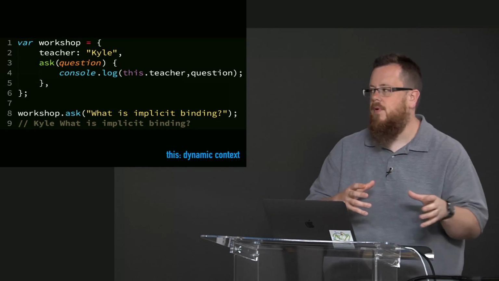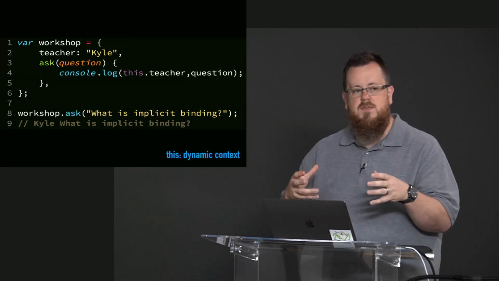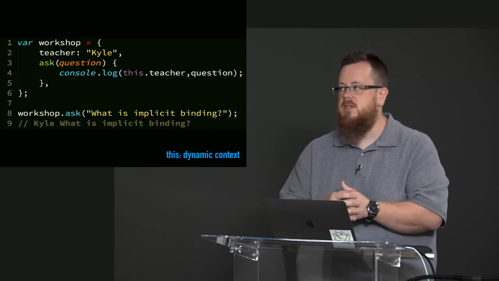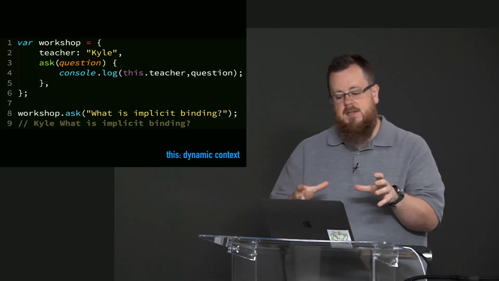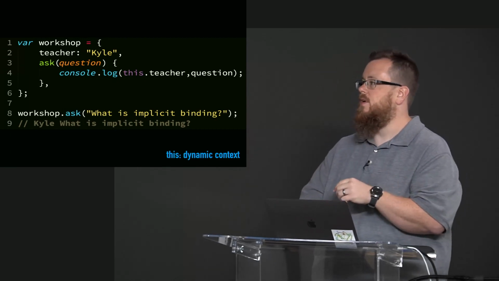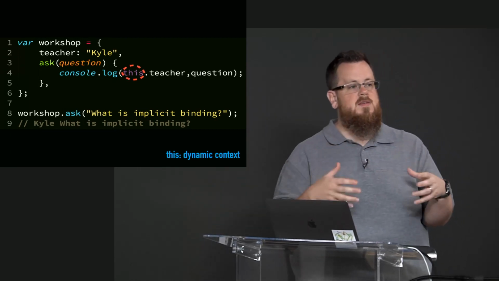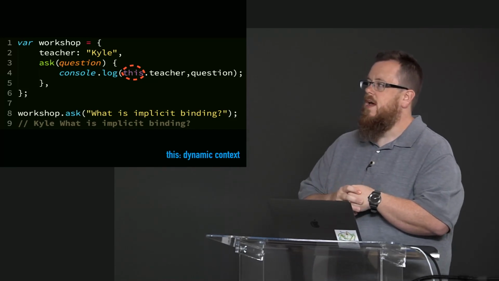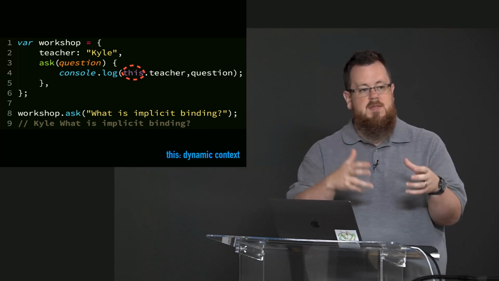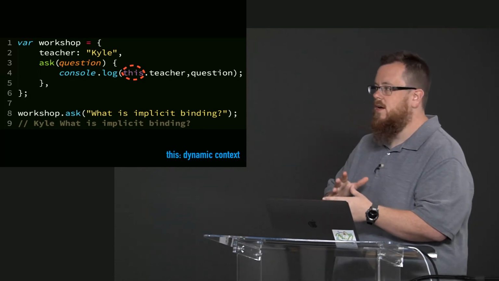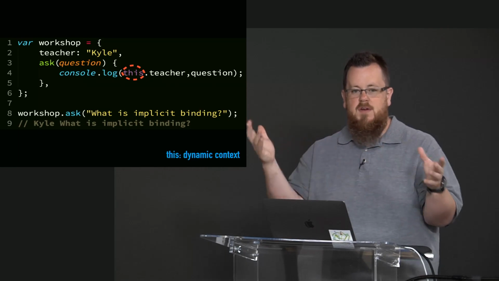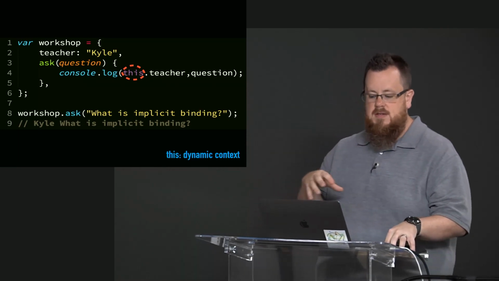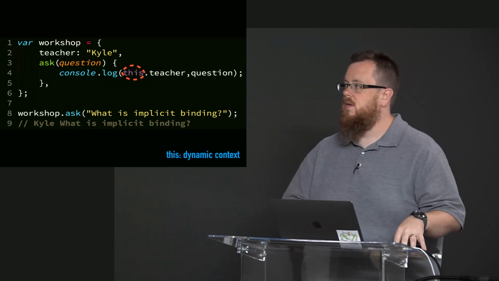So let's take a look at an example of using the this keyword inside of some this-aware functions. Here I've got a workshop object with a property on it called teacher, and then a method called ask. And that method has a this keyword in it. So that makes it a this-aware function. And that means that to determine what the this keyword is going to point at, we don't need to look at lines 1 through 6. None of those lines are going to determine anything about the this keyword. It is only line 8 that's going to determine what the this keyword is pointing at.